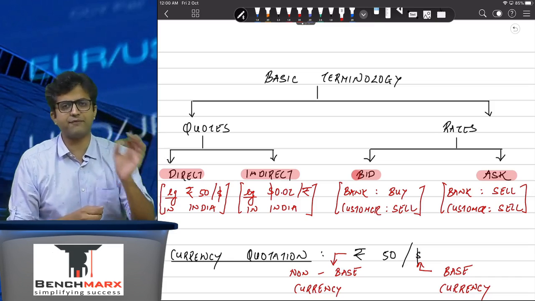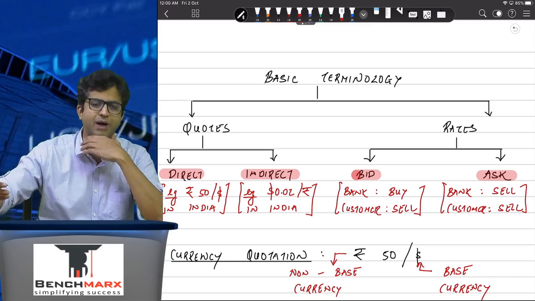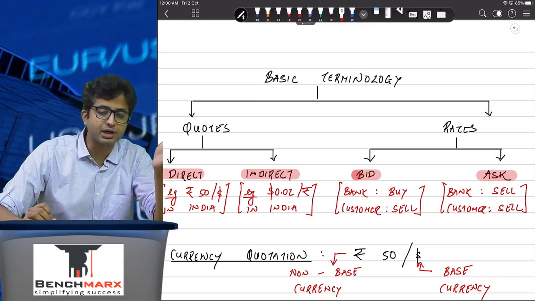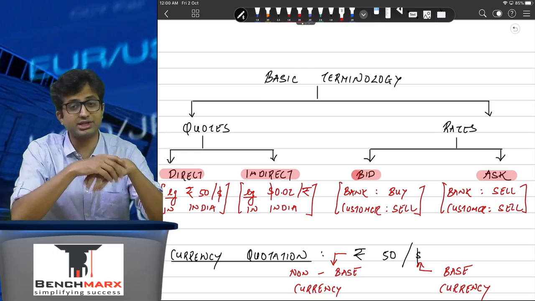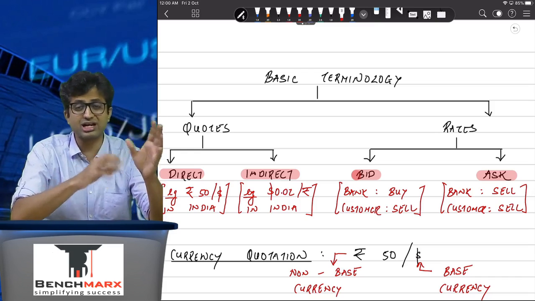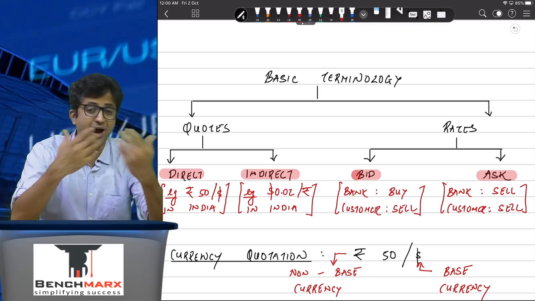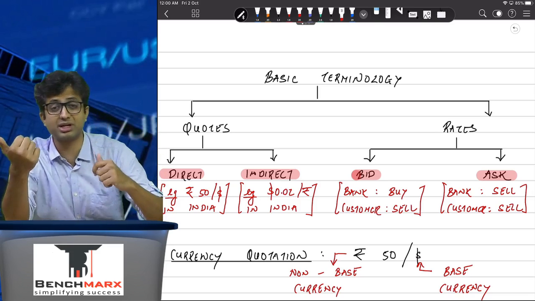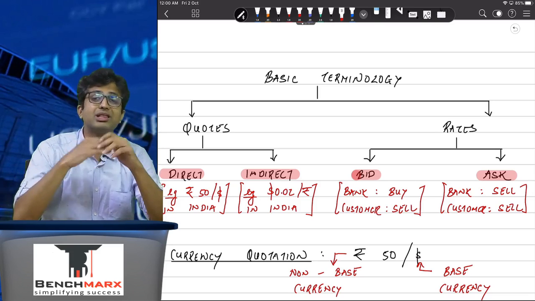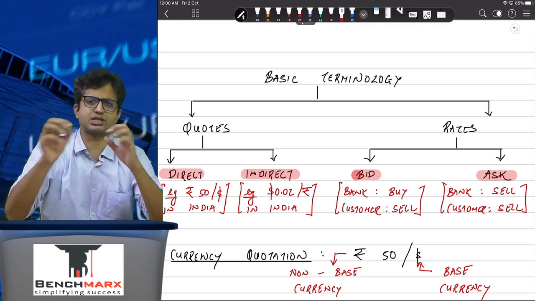So the B for bid, B for buy, that is a banker's buying rate, is called the bid rate, whereas the banker's selling rate is called the ask rate. It is important to understand that when the banker buys in the two-way transaction, the customer implicitly is selling, whereas when the banker sells, that is the ask rate, the customer is buying.